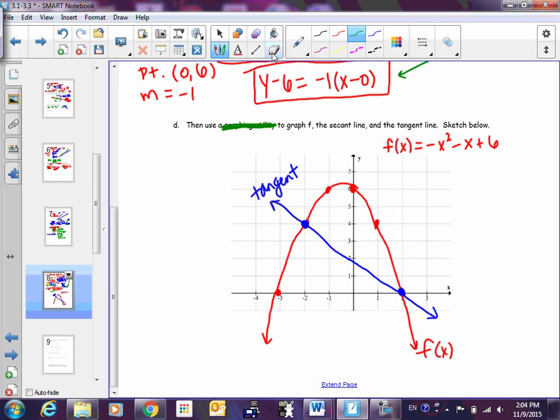Oh, yeah, sorry. If you're listening to this, make note of this. I'm just being weird. That is the secant line. Thank you, Mia.